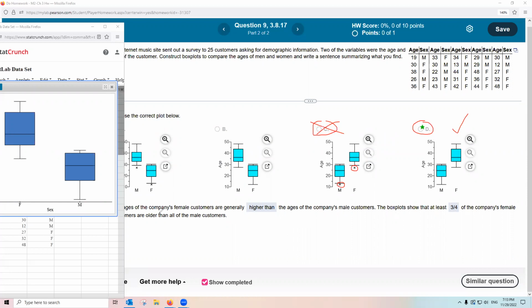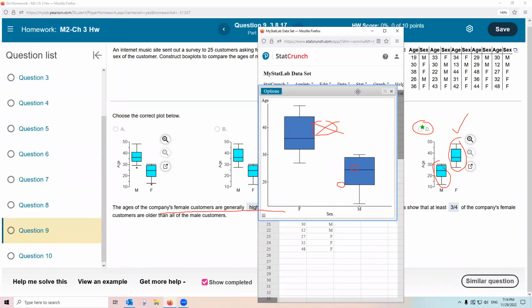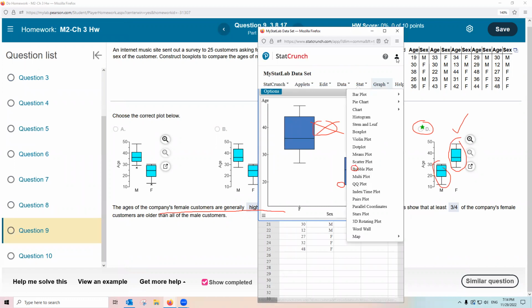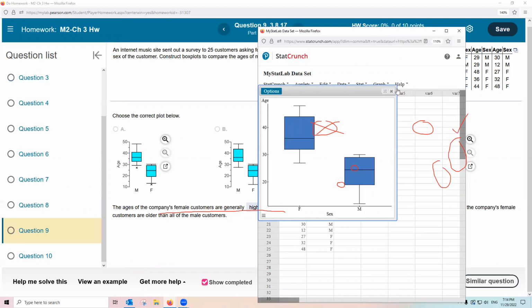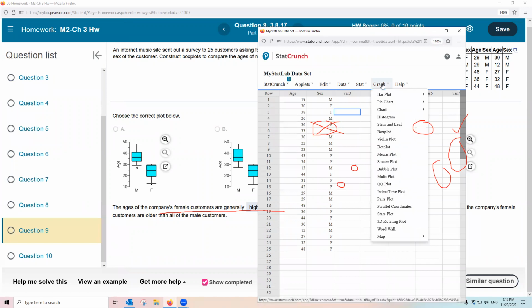And it says the ages of female customers are generally higher than male customers. Yeah, that makes sense because I can see the box plot for females is sitting higher than the box plot for males. All right, so I was able to use StatCrunch here. Again, I went to graph, box plots for this. And just a reminder, anytime you want a graph, go here to graph and select from these menus. That's all we need to do to generate a graph in StatCrunch.